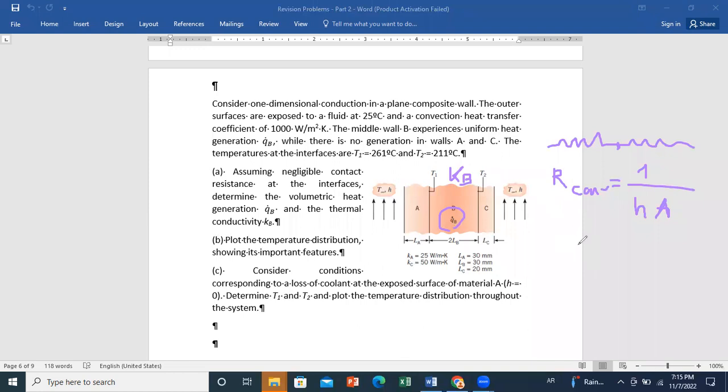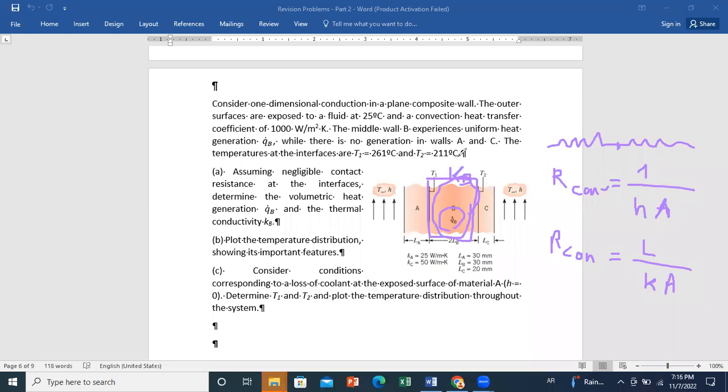However, for the case of conduction, we can write R conduction is equal to L over kA. Okay. So we know how to deal with resistances and how to draw the circuit of resistances in case we don't have generation. Whenever we have generation, we should do the analysis of this part alone, and then we'll see how the heat generated here will be propagated to the system.